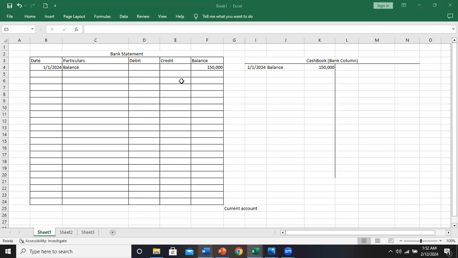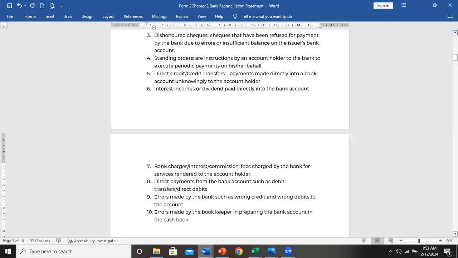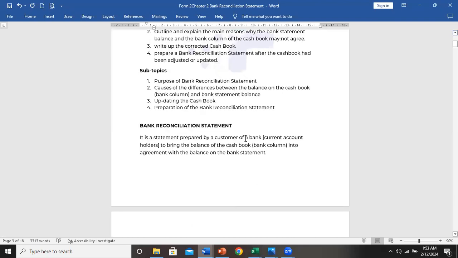Look at the name, reconciliation. So you want to reconcile. You want to bring the two to agree. So that's the essence of this topic. So we defined bank reconciliation statement as a statement prepared by the current account holder, which is the business, to bring the balance of the cash book bank column into agreement with the balance on the bank statement.